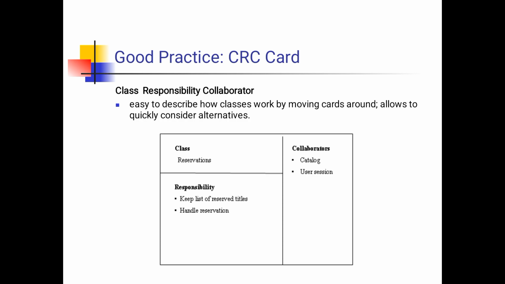CRC diagram: Class Responsibility Collaborations. It is easy to describe how classes work by moving cards around, which allows you to quickly consider alternatives. Class: reservations. Responsibilities: keep a list of reserved titles and handle reservations. Collaboration: catalog and user.